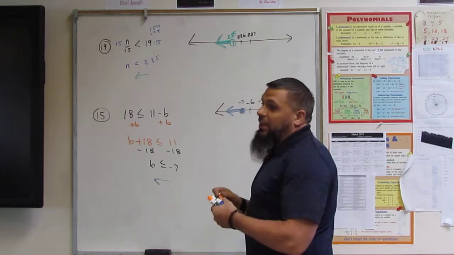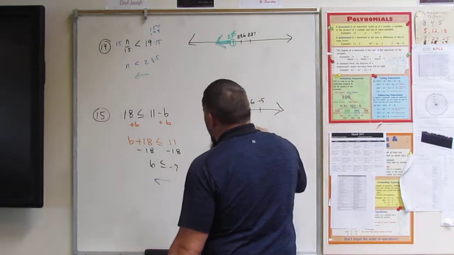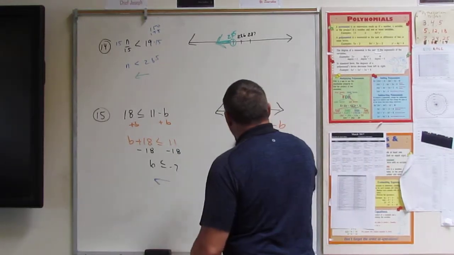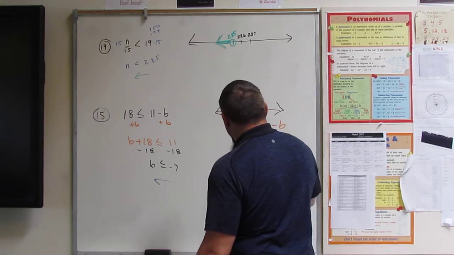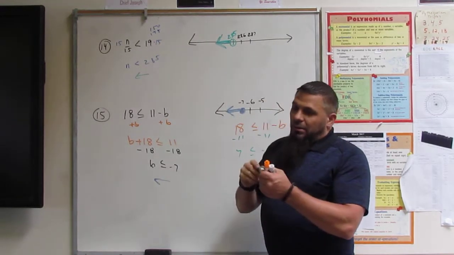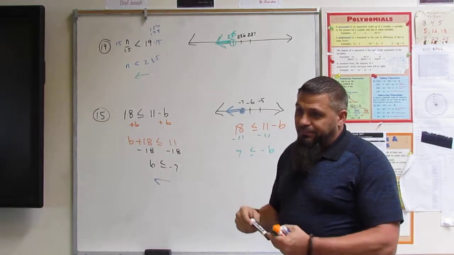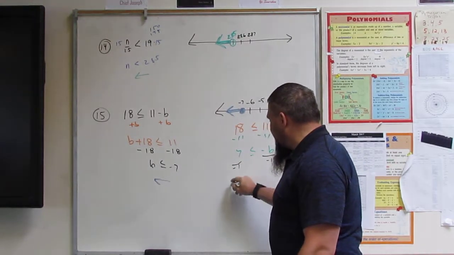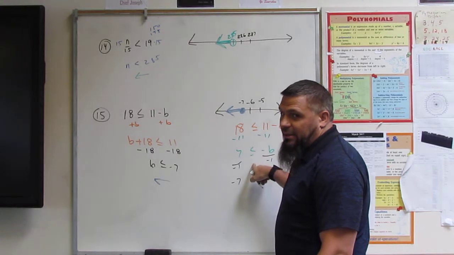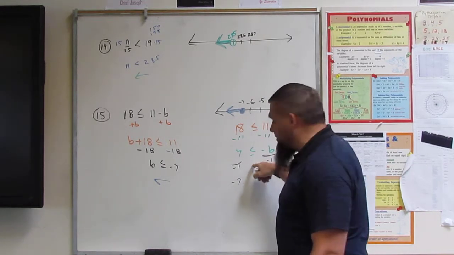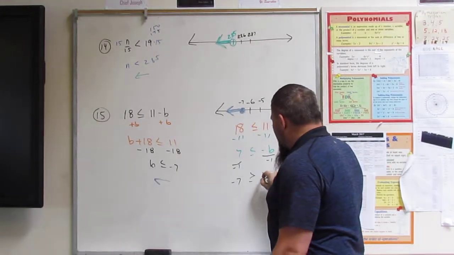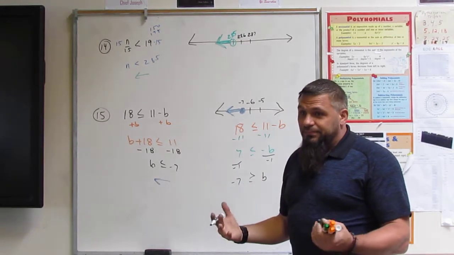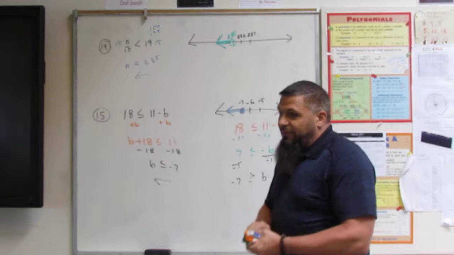Alright, let's say I didn't move the b. So let's do it over here. It's 18, and I just go minus 11, so I get 7. It's less than or equal to negative b. Now what happens with this one is if I divide by a negative, then I get negative 7, but I have to flip that sign. That's the rule: if you multiply or divide by a negative, you flip the sign. For me, that's a confusing rule, so a lot of students forget to flip the sign. But as long as you flip the sign, you're good.